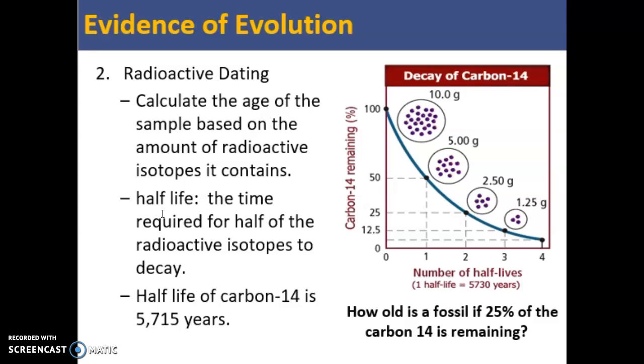So, if we test a fossil and we find out that there's only 25% of the carbon-14 remaining in that fossil, we know that it has gone through 2 half-lives. Alright? So 1, 2 will leave us with 25%. Right? Well, 2 half-lives is 5,715 years times 2. So the scientists can figure out that fossil is about 11,430 years old.